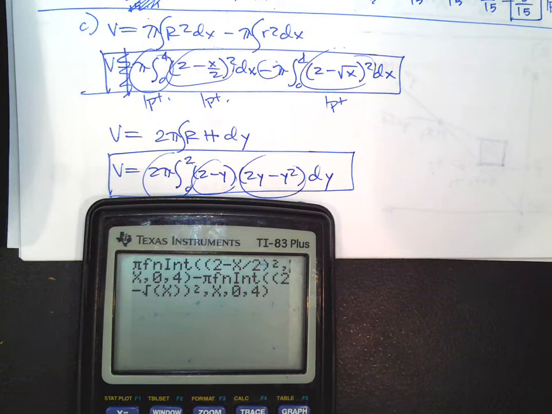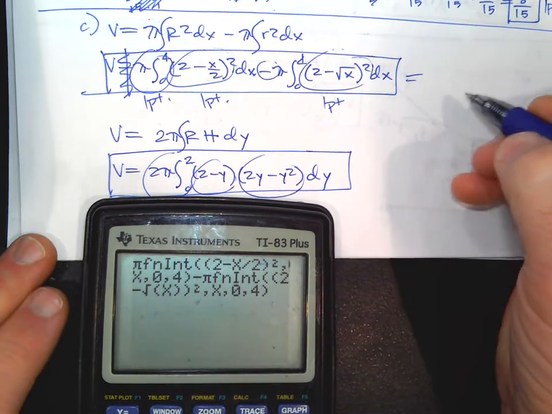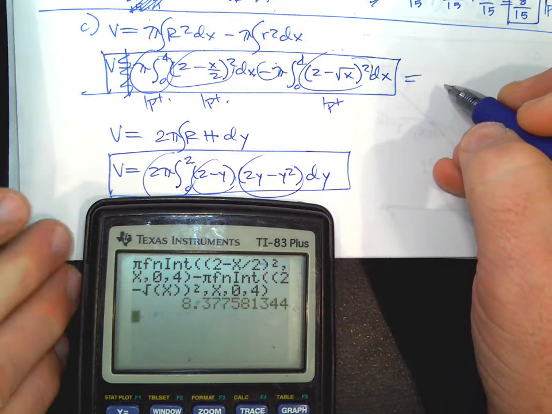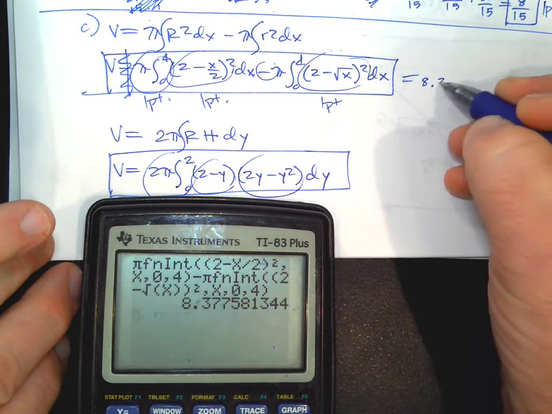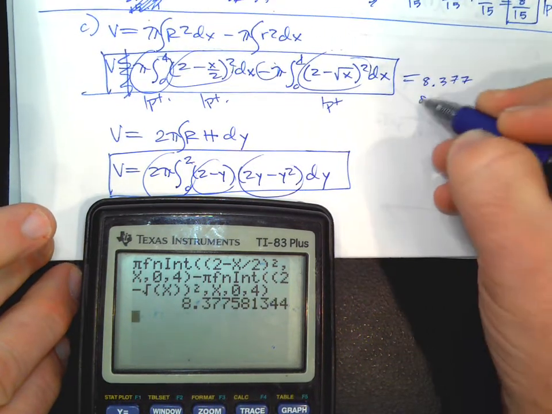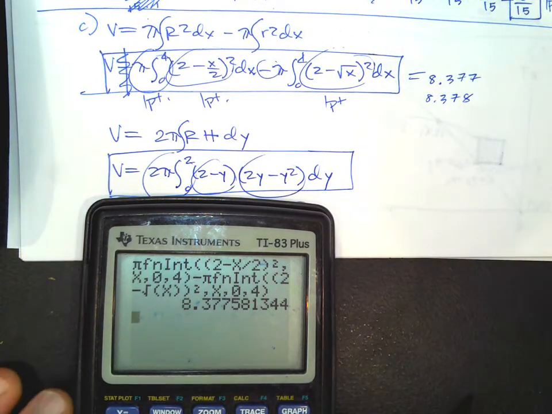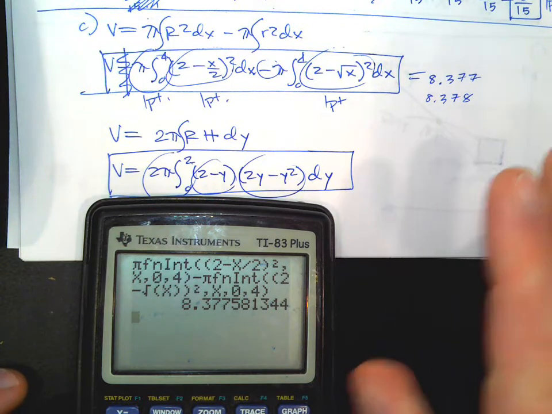I mean, you guys should be able to crank these out. Let's see. Take a deep breath while you're waiting. 8.377, or 8.378 if you really want to round. I'm just doing this to check. You weren't allowed to use a calculator on this.